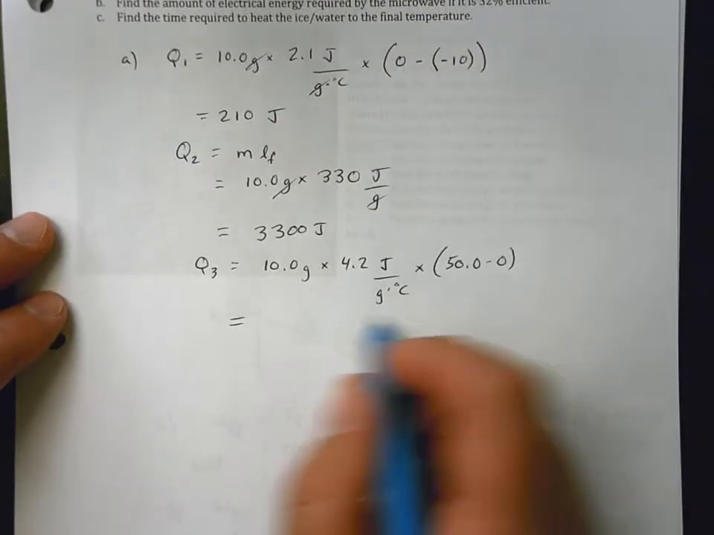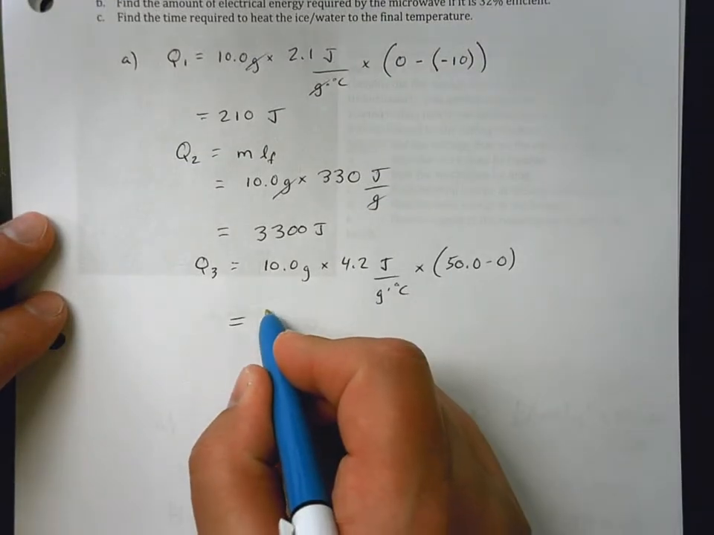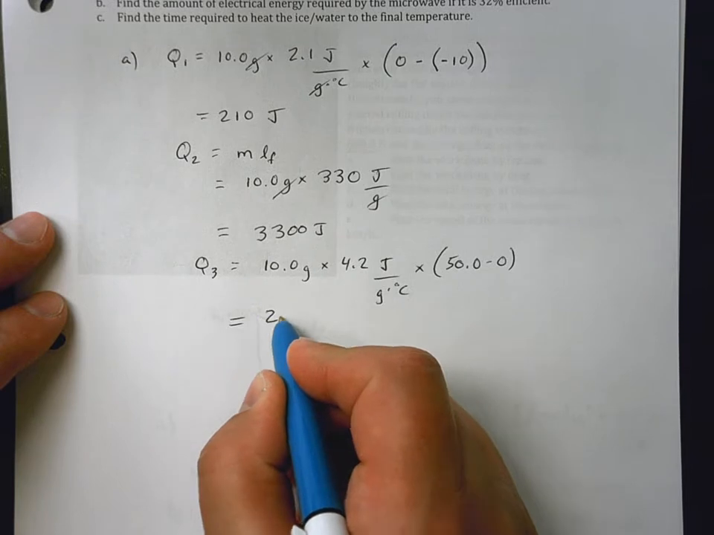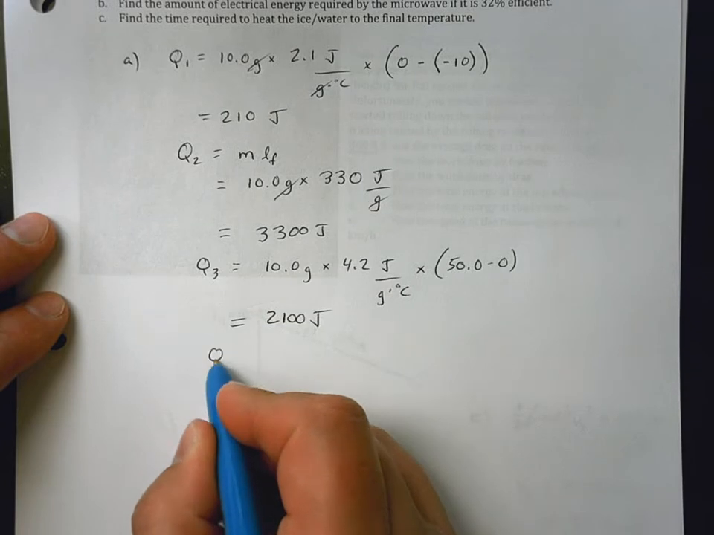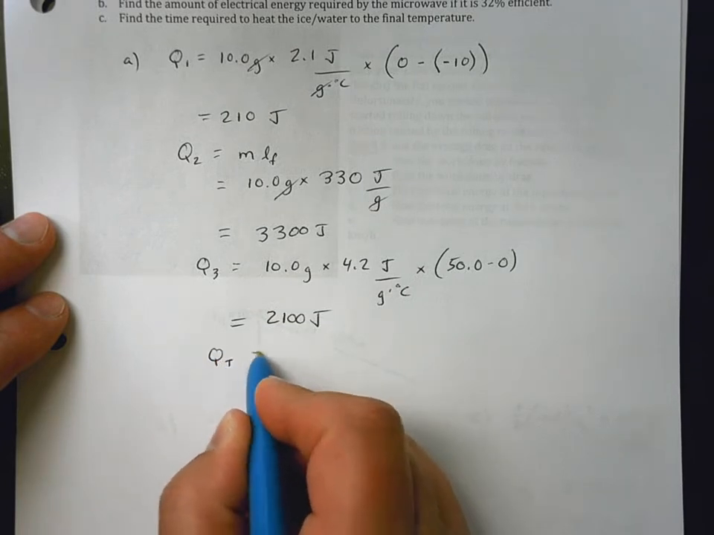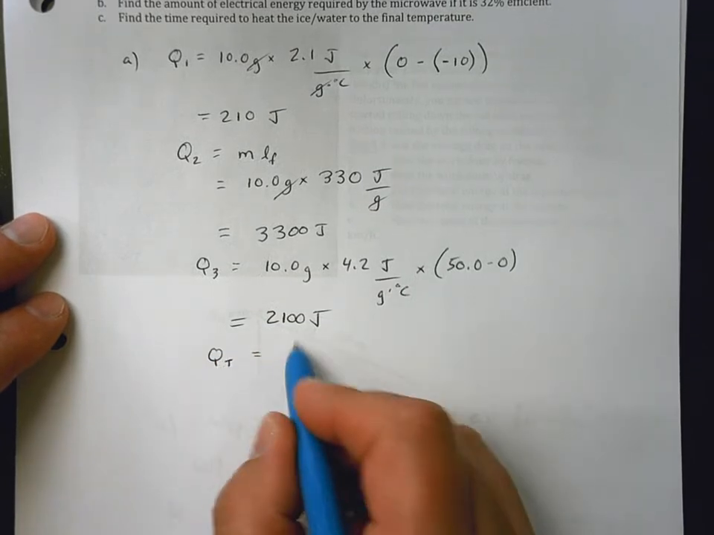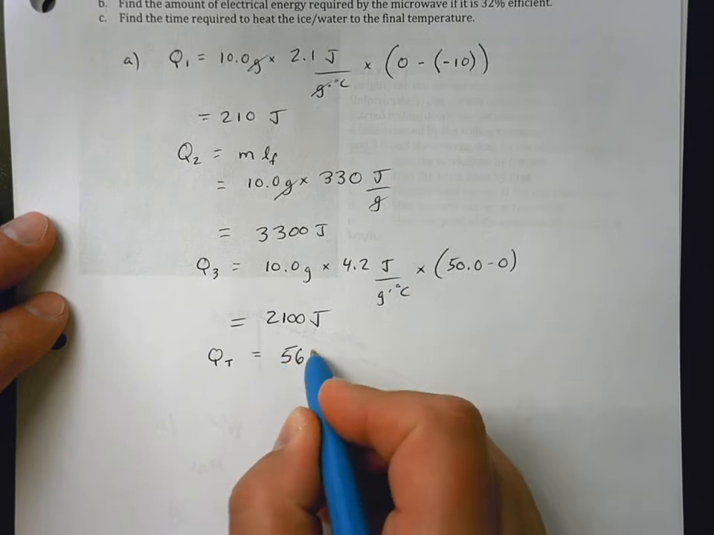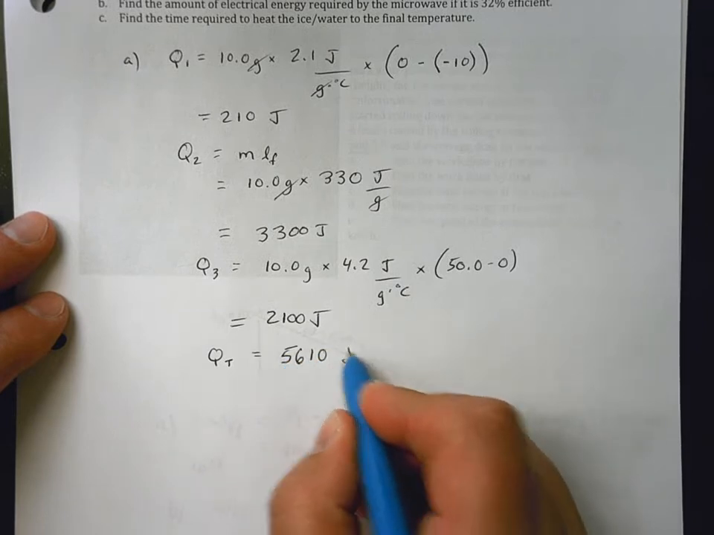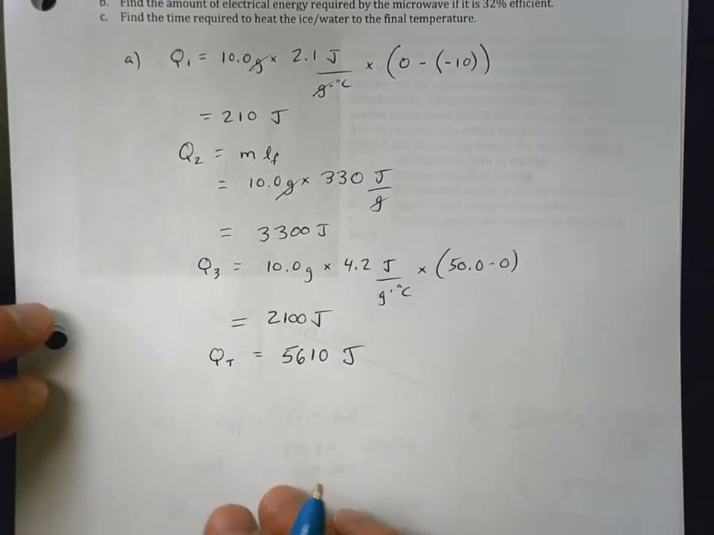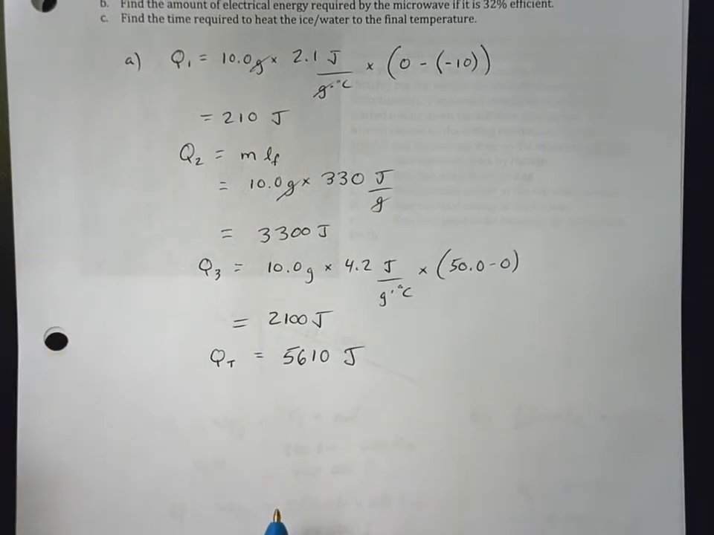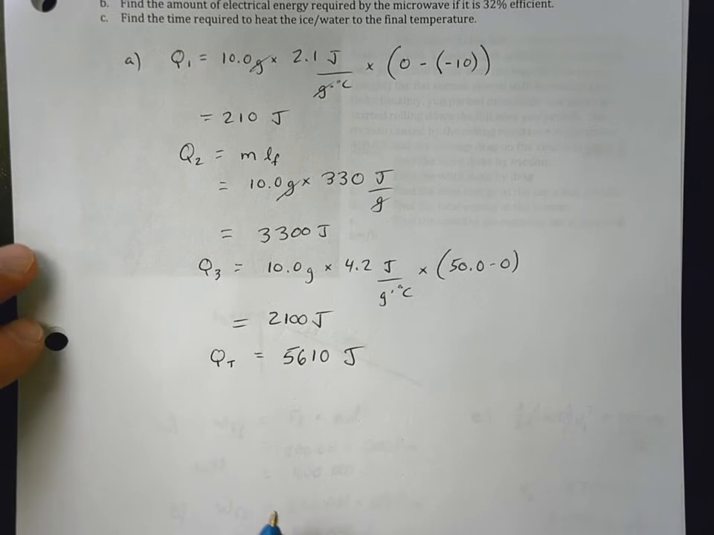Next, this value simply comes out to 2,100. And Q total. Okay, ice cubes aren't QT, are they? All right, 5,610 joules in total energy to get the ice to 50 degrees from -10.